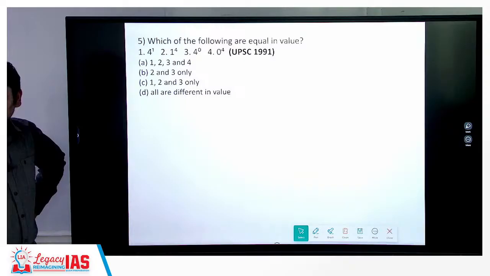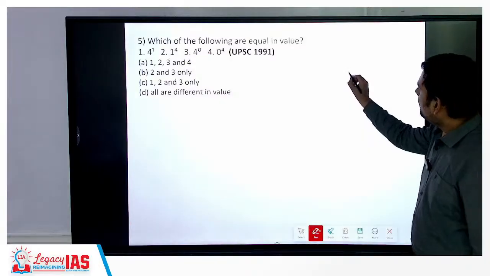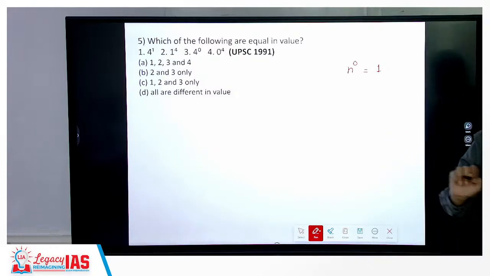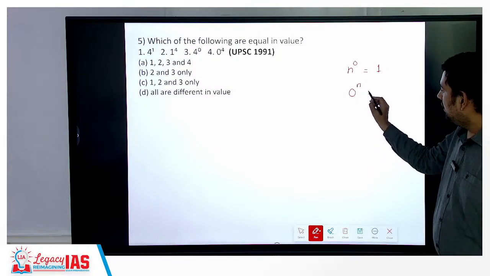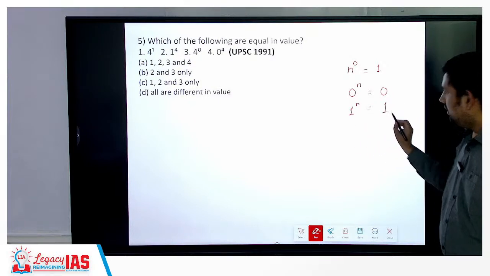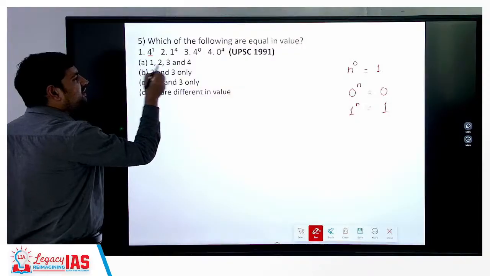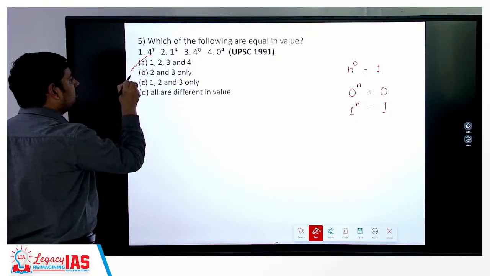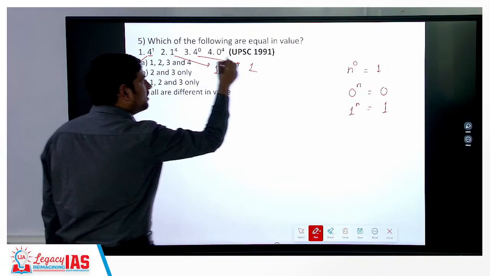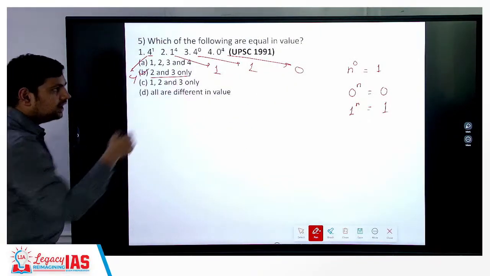Which of them is equal in value? 2 and 3. Correct. So if anybody does not know this, n power 0, n may be any number, is always equal to 1. 0 power n is always equal to 0. Similarly, 1 power n is also equal to 1. Any number. Now it says which of them are equal. So this is equal to 4 only. Next is 1 power 4, which is 1. 4 power 0 is 1. 0 power 4 is 0, which is equal, 2 and 3. So answer becomes 2 and 3 only.